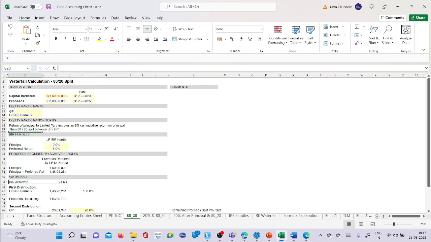If you see this term, which is not documented: the return of principal to the limited partners plus an 8% cumulative return. I guess the return is the same for futures and OTC, which is why it's not principal. Then the split is 80 to 20%. Principal, limited partners, hurdle rate, preferred return: both would be the same, your 8% hurdle rate.